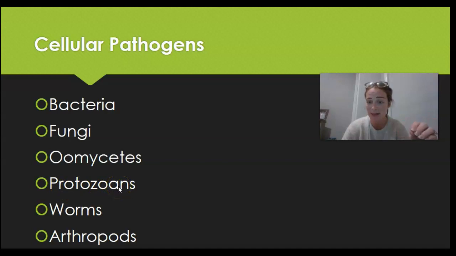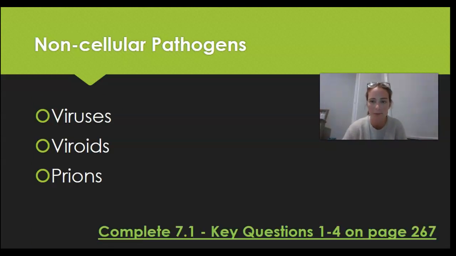Protozoans is basic detail. I'll point them out in the table. Worms is the other one from the cellular list that we've included in that table, just to have a little few facts about. And arthropods, more parasites, but I haven't included that in the table. I don't really ever see them asked about in exams.